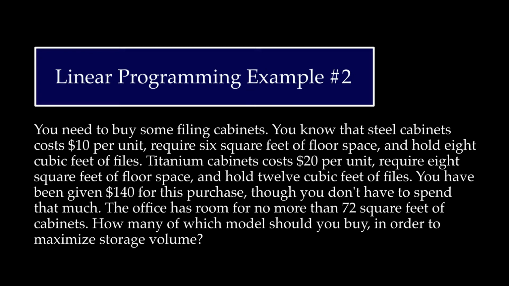You know that steel cabinets cost $10 per unit. They require 6 square feet of floor space and hold 8 cubic feet of files. Titanium cabinets cost $20 per unit, require 8 square feet of floor space, and hold 12 cubic feet of files. You've been given $140 for this purchase, though you don't have to spend all of it. The office has room for no more than 72 square feet of cabinets. How many of which model should you buy in order to maximize storage volume?